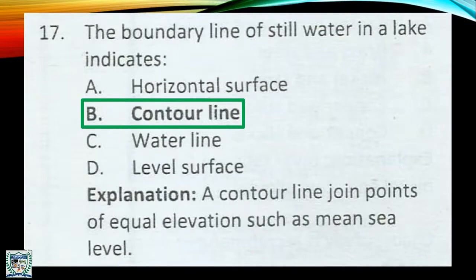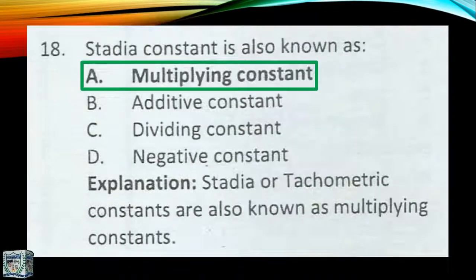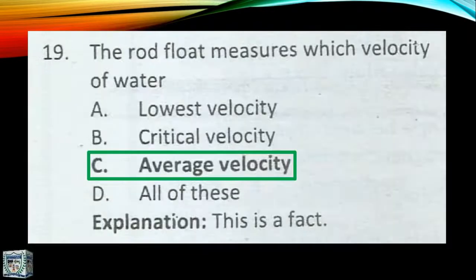Question 17. The boundary line of still water in a lake indicates option B, contour line. A contour line joins points of equal elevation such as mean sea level. Question 18. Stadia constant is also known as option A, multiplying constant. Stadia or tacheometer constants are also known as the multiplying constants. Question 19. The rod float measures which velocity of water? Option C, average velocity. It's a fact.